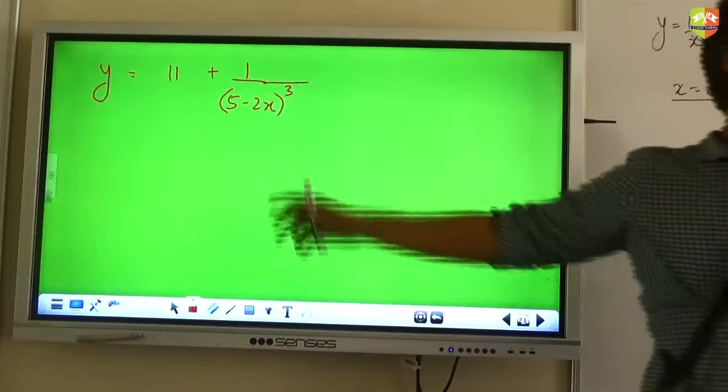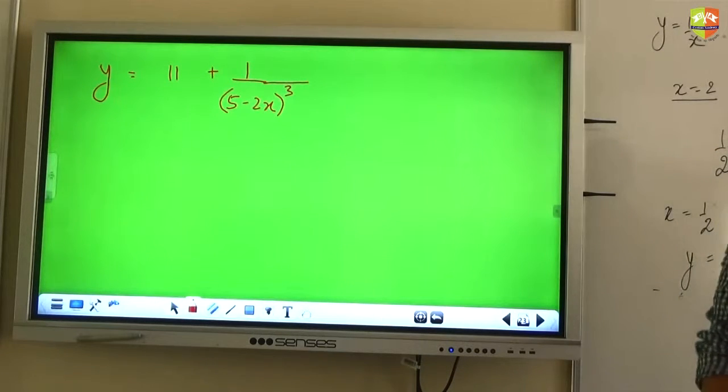What effect will 2x have on the graph? It will become narrower. Okay? Because earlier whatever you achieved at x equal to 1, now you'll start achieving it at x equal to half. Yes or no? Whatever you used to achieve at x equal to 2, now you'll start achieving it at x equal to 1.